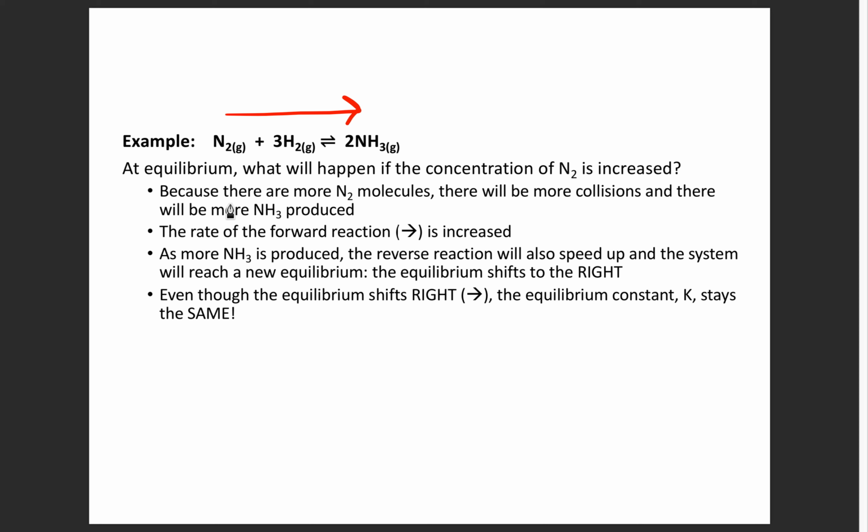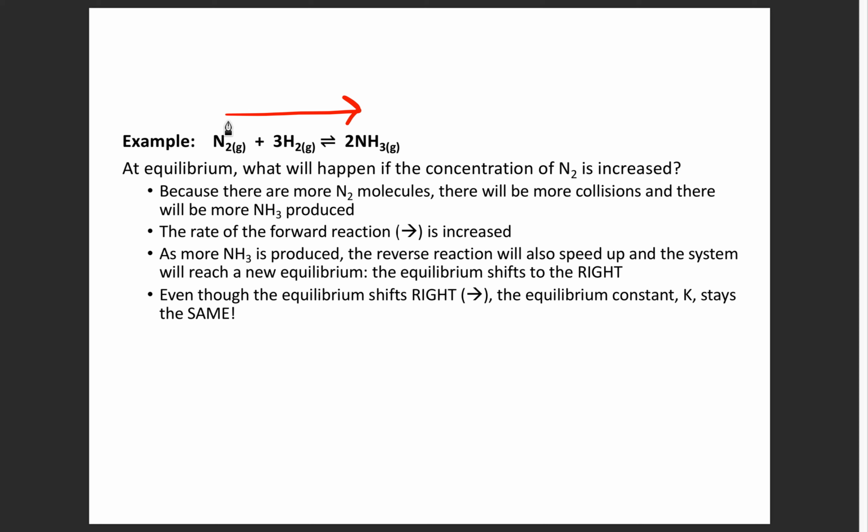So because there are more nitrogen molecules, let's take a look at these bullet points. Because there are more nitrogen molecules, there will be more collisions, and therefore there will be more ammonia produced. So think about it in that way. All the way back when we talked about factors that affect rates of reactions, what happens if you increase the concentration of something? Well, now you have more particles, more colliding, more banging against each other, and therefore faster reactions.